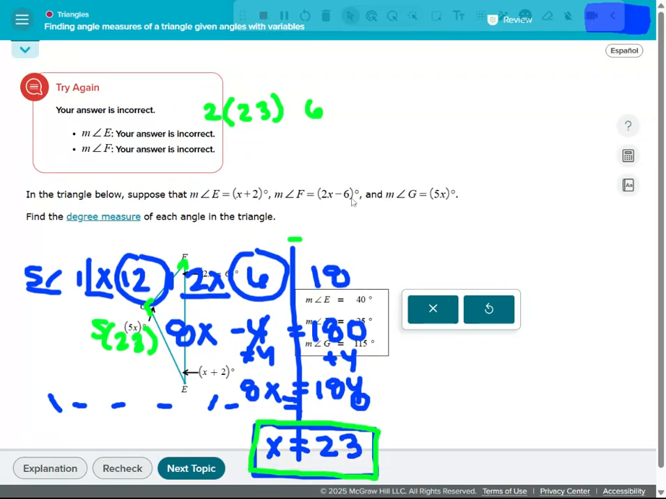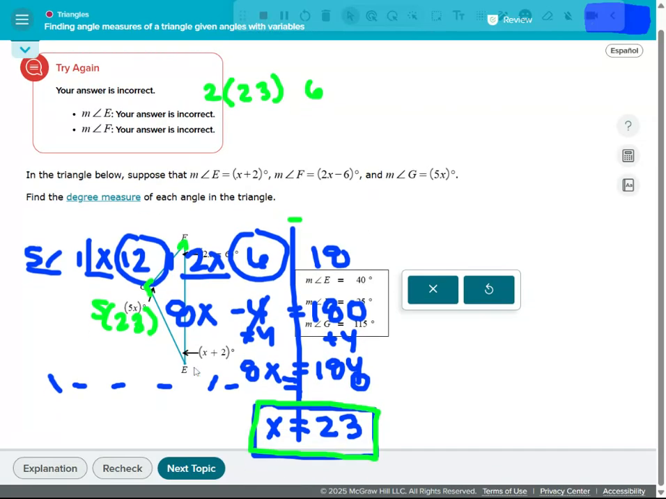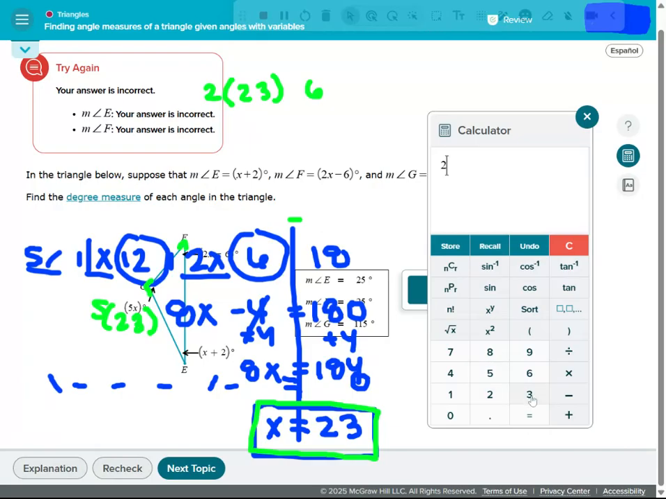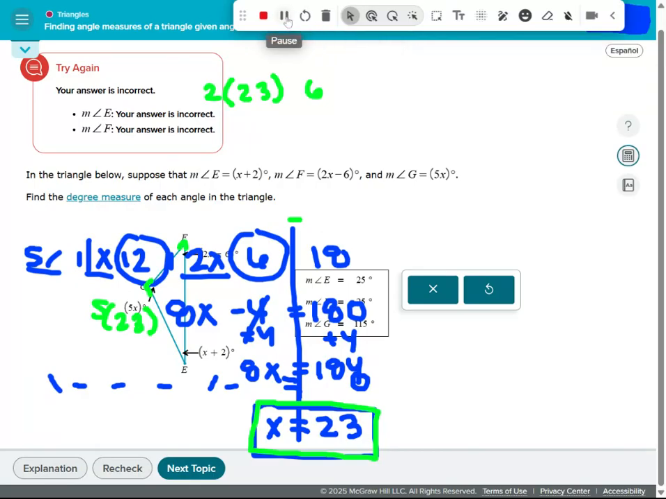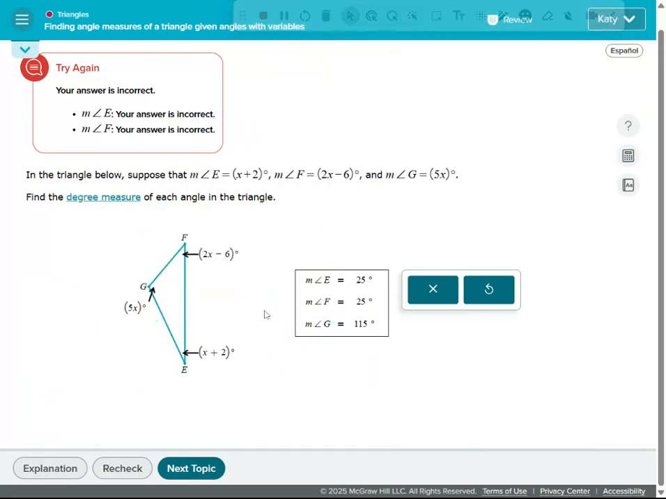All right, mistakes are part of the process. Angle E, x plus 2, 23 plus 2. Oh, I mixed those up. 23 plus 2 is 25. And angle G. All right, well, glad we're doing this while we're here. That was the 40, right? No, 115. What's happening? Hold on. Angle E. Let me clear. Okay, there we go. I got it because I cleared everything. All right, this is good. Mistakes are part of the process.